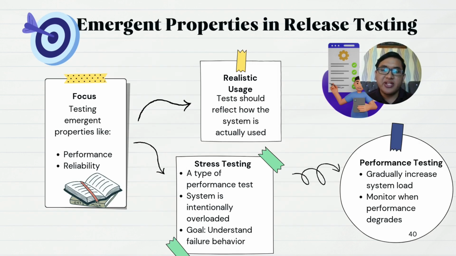Emergent properties in release testing: the focus is on testing emergent properties like performance and reliability. Then the usage of the test is that the test should reflect how the system is actually used. Then we have stress testing, which is a type of performance test. The system is intentionally overloaded. The goal is to understand failure behavior. Then we have performance testing, which gradually increases system load and monitors when performance degrades.